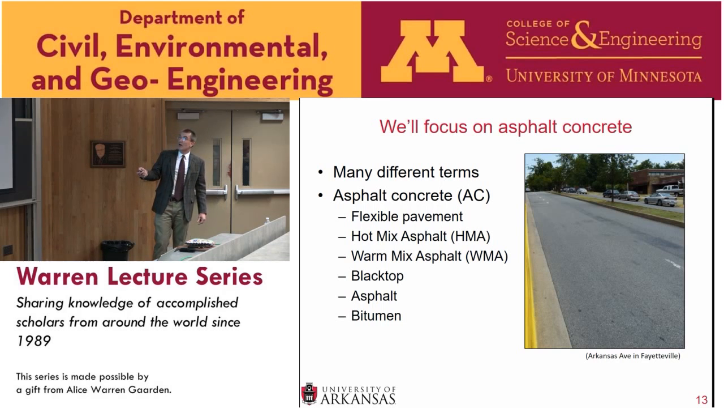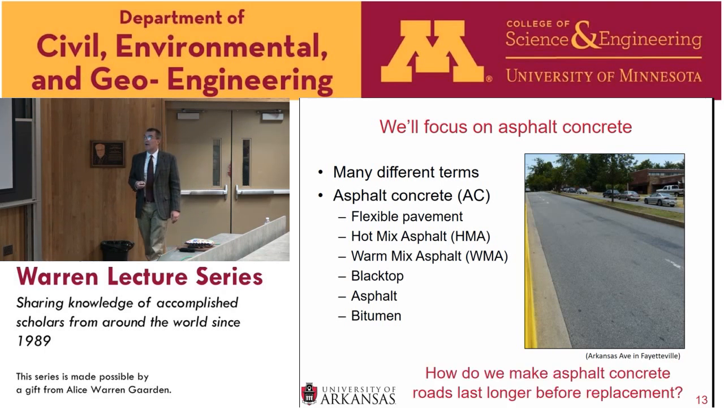But some common names are flexible pavements, hot mix asphalt. More common now is warm mix asphalt. That's simply reduced production and construction temperatures of hot mix asphalt. You'll hear blacktop, asphalt, and then for those of you who like the European terminology, you hear bitumen over in Europe. But they all mean the same thing. They're asphalt binder, also known as asphalt cement, mixed with rocks, placed on the pavement surface and compacted.